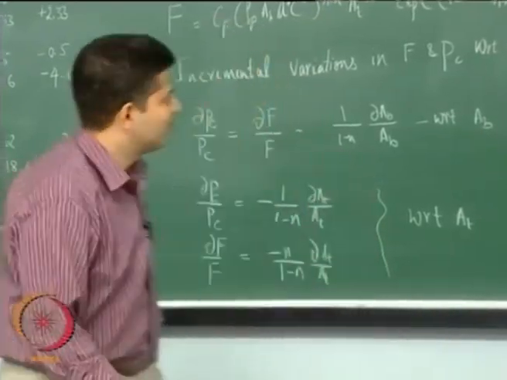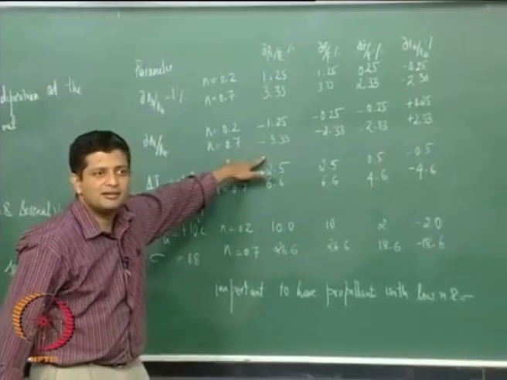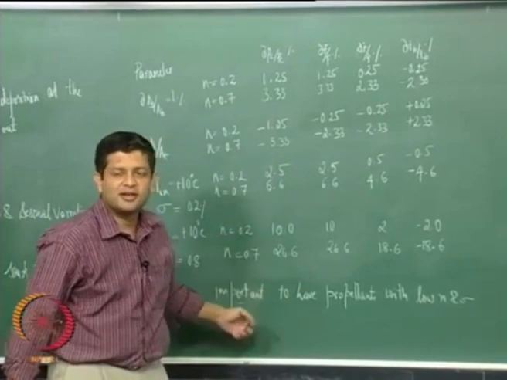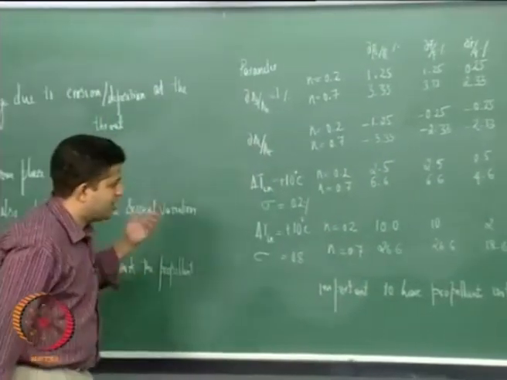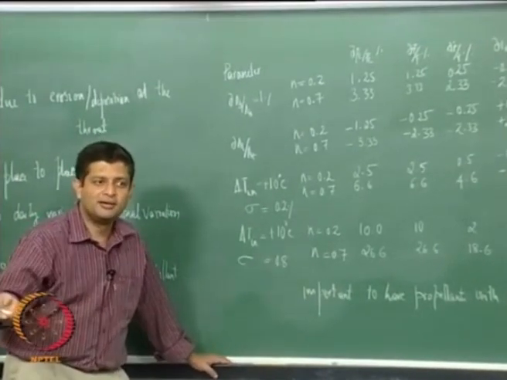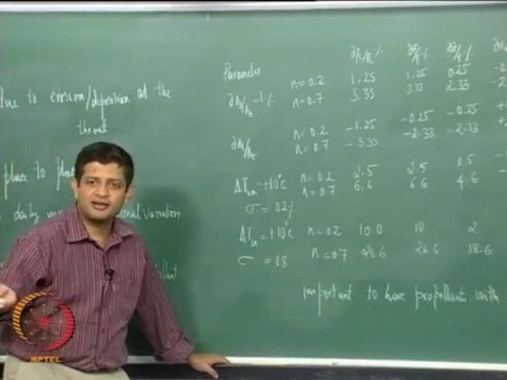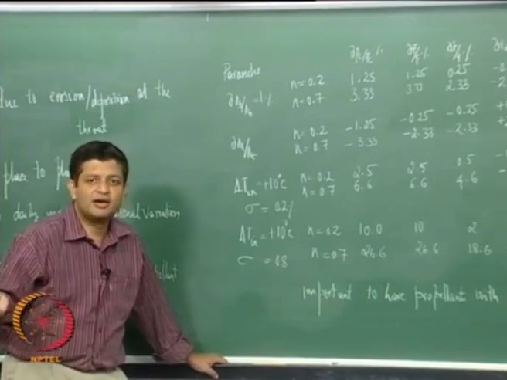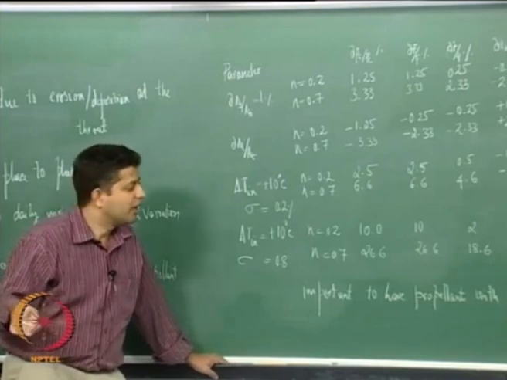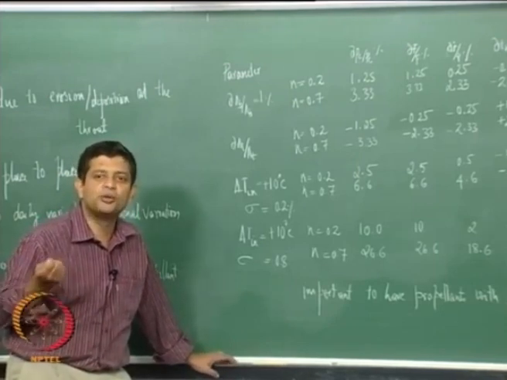As I said earlier, if you look at this, the throat area has a negative sign compared to the other changes. One way to look at it: if you cannot have a propellant with low n and low sigma, if you look back, you will find that homogeneous propellants are always going to have higher n and higher sigma compared to composite propellants. If you have such propellants, which are mostly going to be used in tactical missiles, what do you do?